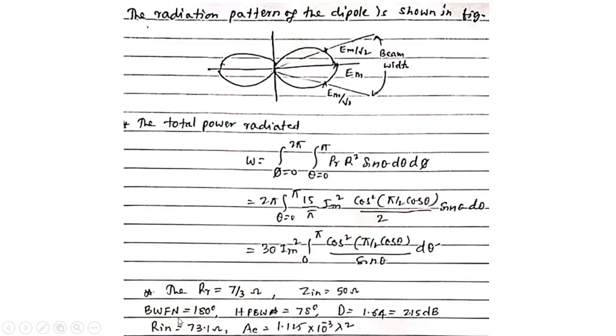and null bandwidth is given by 180 degree and half power bandwidth is equal to 78 degree and directivity is equal to 1.64 or it is 2.15 dB. Input resistance Rin is equal to 73.1 ohm and effective aperture area A is given by 0.13 lambda square.